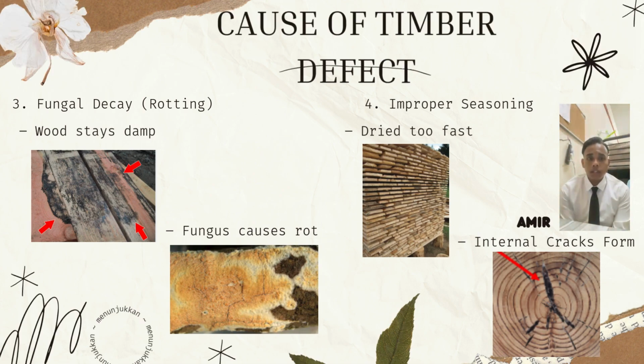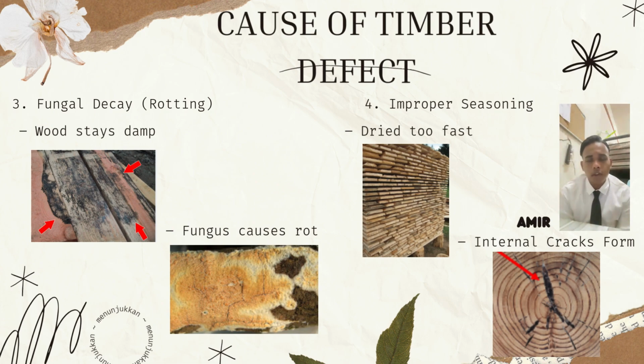Now let's talk about the third cause, which is fungal decay, also known as rotting. Fungal decay happens when the wood stays damp or wet for too long. In the first picture, you can see wood that's been exposed to moisture. When wood stays damp, fungus starts to grow. As seen in the second image, this fungus causes rot, breaking down the structure of the timber and making it unusable.